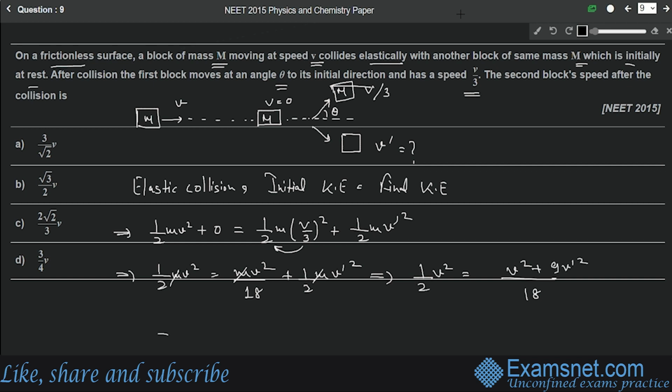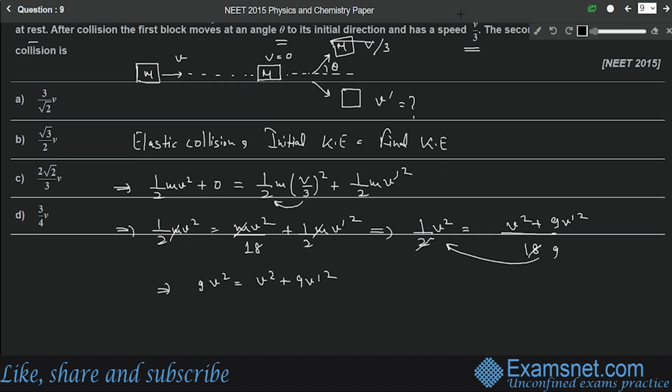Okay, so 2 into 9 is 18, so 9v square. Okay, we bring this 9 this side, so 9v square equals v square plus 9v dash square. On further solving it, we get 9v square minus v square, that means 8v square equals 9v dash square. So simply v dash square equals 8 by 9 v square, and v dash is equal to under root 8 by 9 v square.